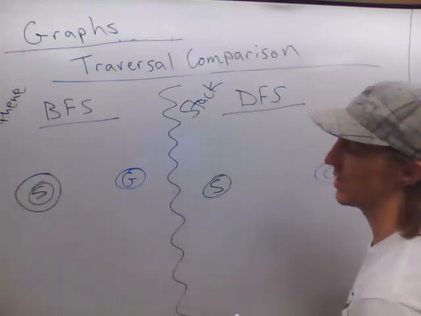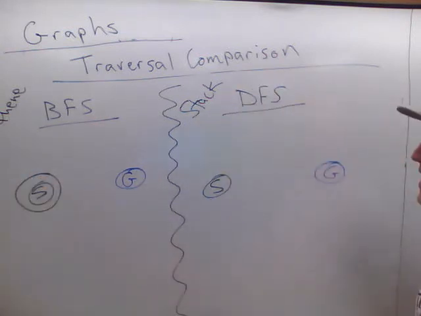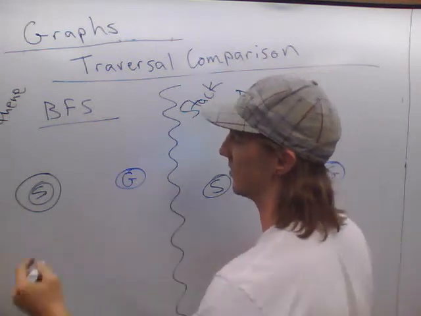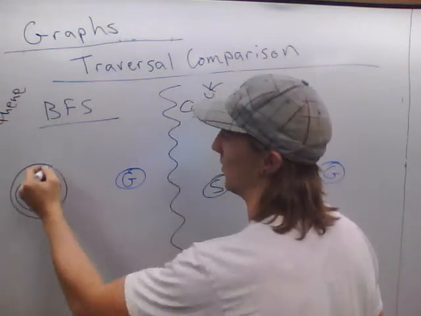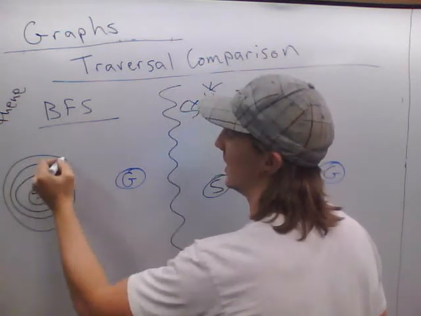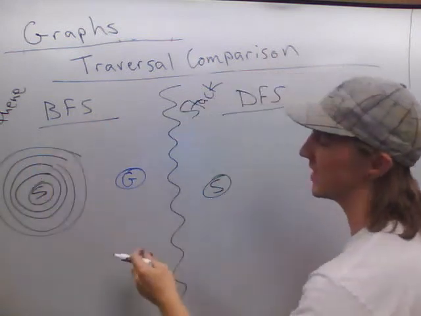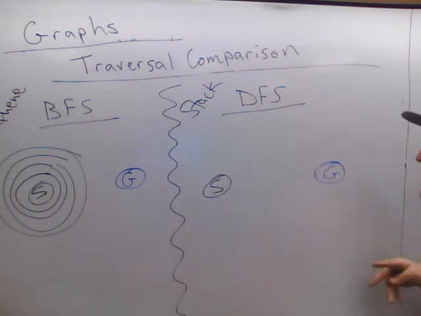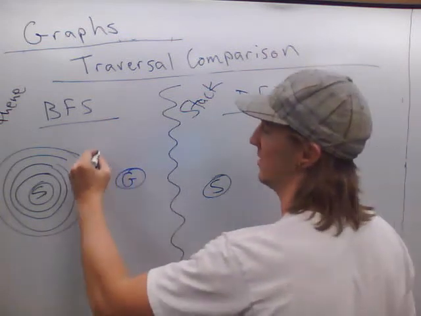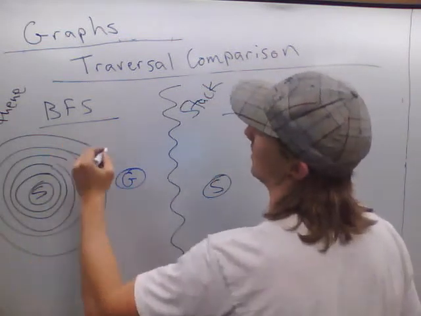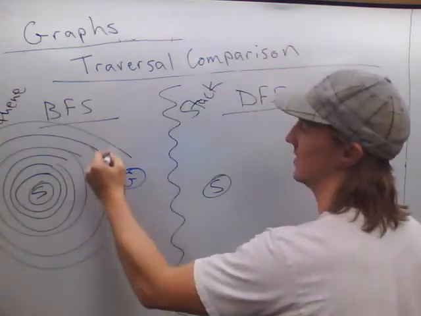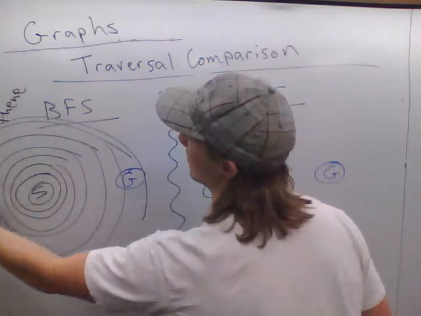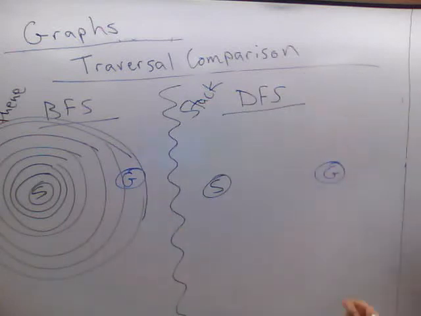So you'll evaluate everything within one step. And then the next level you'll step out, and the next level, and the next level. So you can see that if we're searching for a goal, we actually expand out like ripples in a pond, and keep expanding out, and keep expanding out until we found our goal.